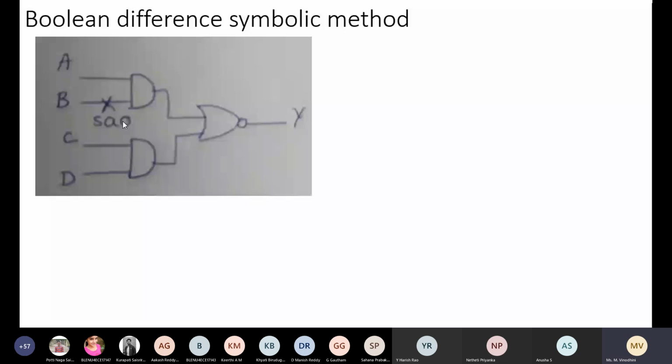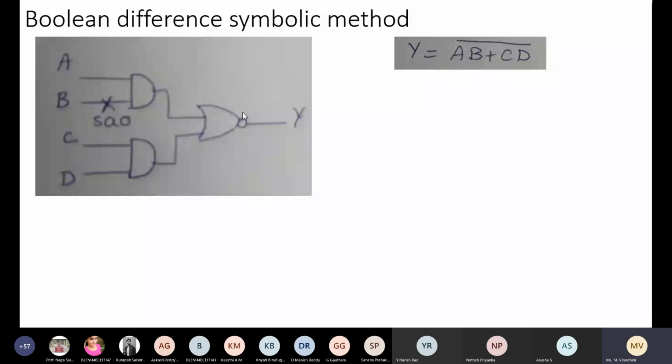First step in the Boolean difference symbolic method. First, you need to get the expression for Y. Whether the expression given in the slide is right? Final Boolean expression for the output, you need to first get the Boolean expression. Is the Boolean expression right for the given circuit? Yes, ma'am. AB plus CD whole bar. Okay. First, I need to get the expression.